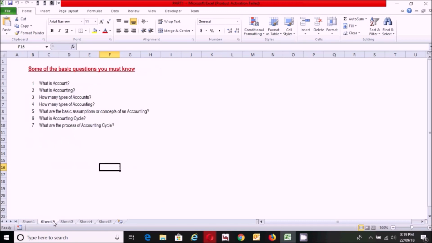Now the sixth one is what is the accounting cycle. The accounting cycle is the collective process of identifying, analyzing, and recording the accounting events of a company. This series of steps begins when a transaction occurs and ends with its inclusion in the financial statements. Now the last one is what are the processes of the accounting cycle.